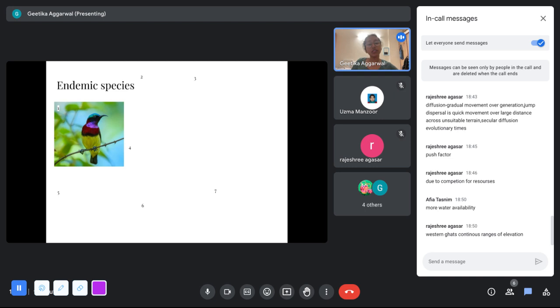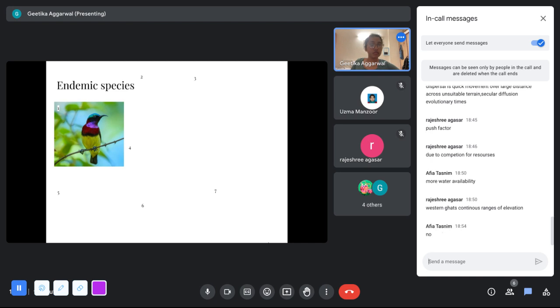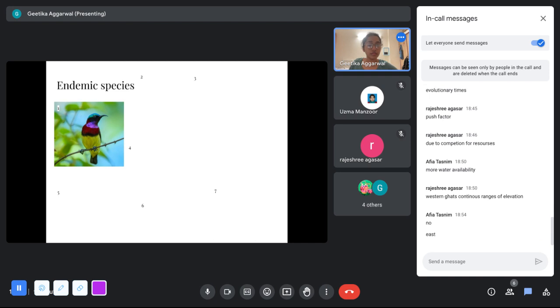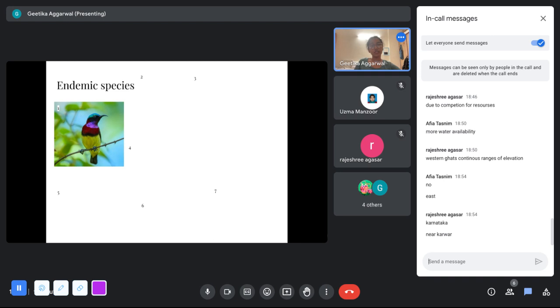Actually, is any of you from this area, from the Western Ghats region? No. Okay. So what are your locations in India? Can you guys tell me? East India. Okay. Karnataka. And okay. So you might know what this bird is if you go out birding.